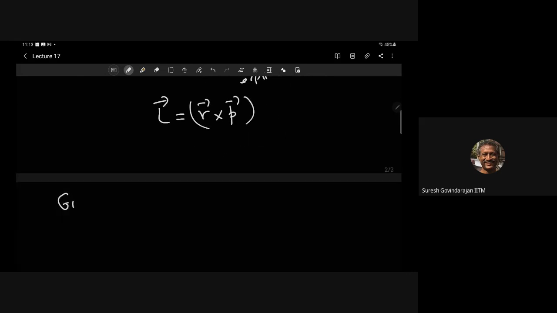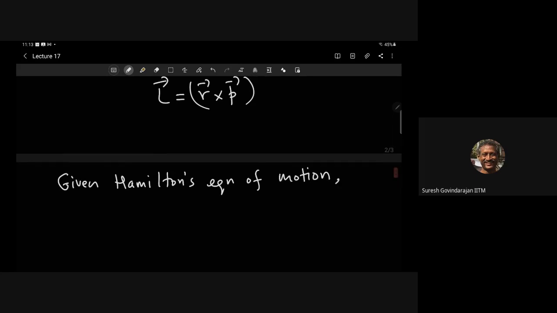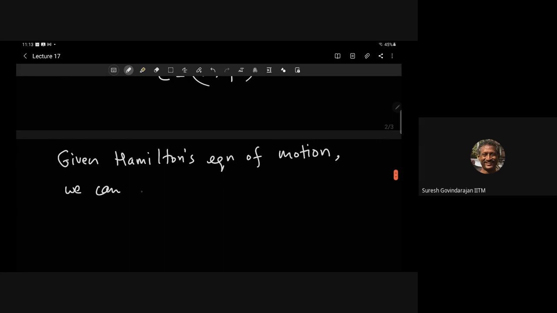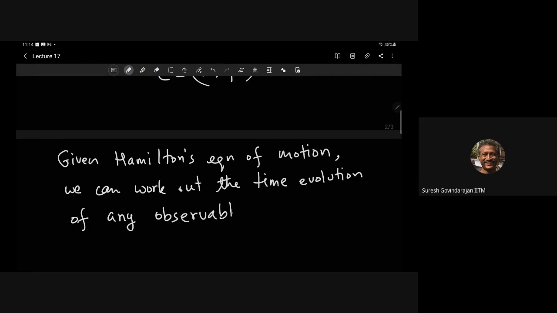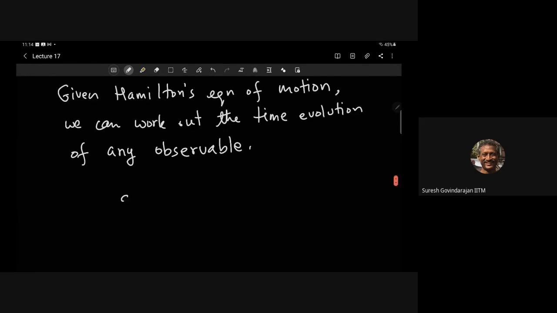So given Hamilton's equations, we can work out the time variation, or time evolution, of any observable. I've defined an observable to be an arbitrary function of q, p, and t. So what is it we want to do? We want to work out what is dF by dt.